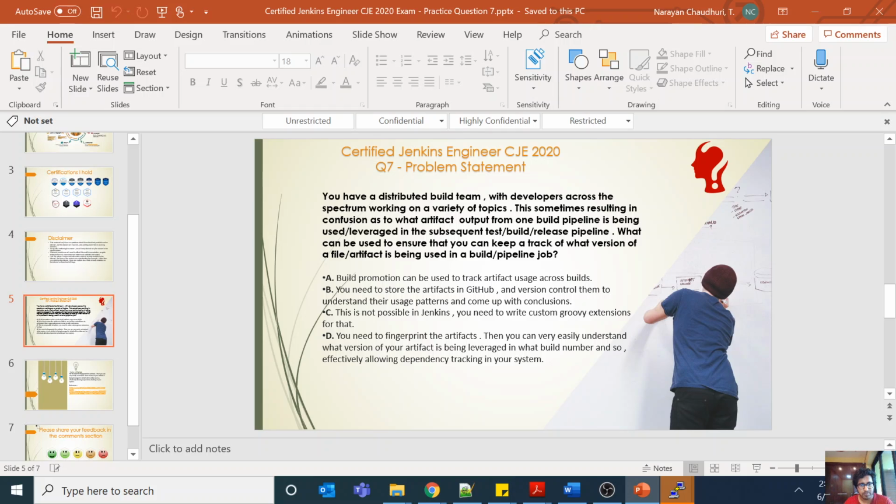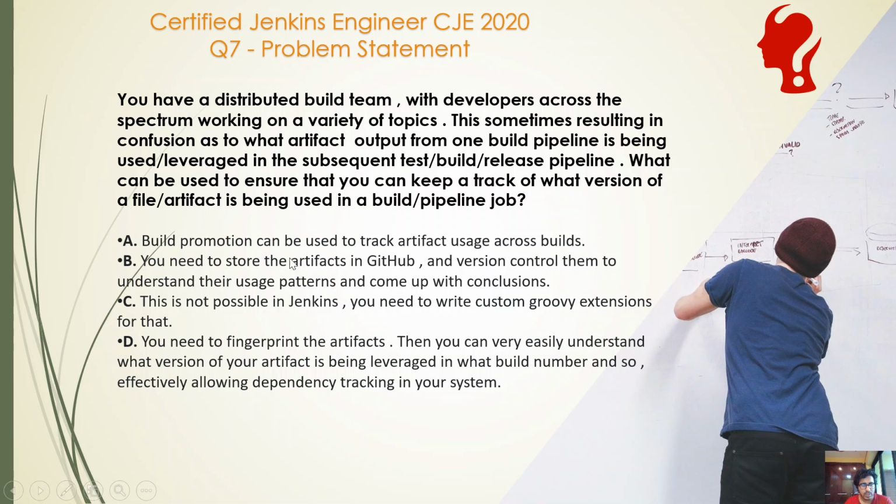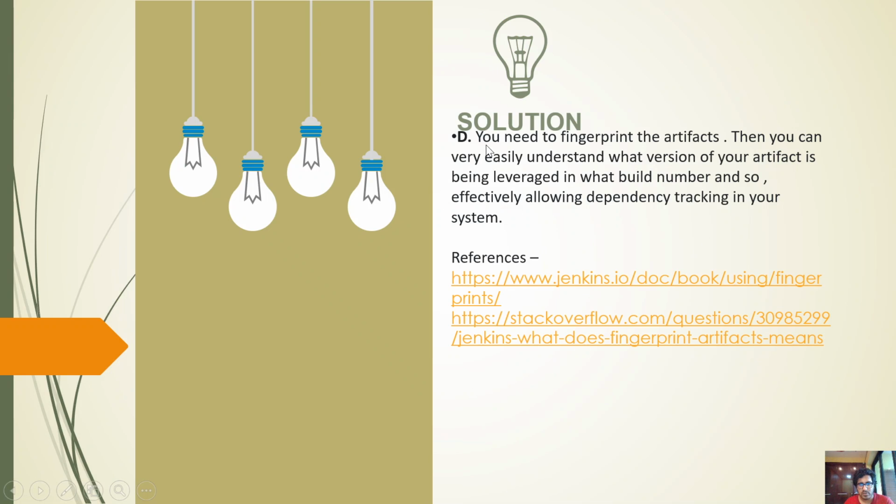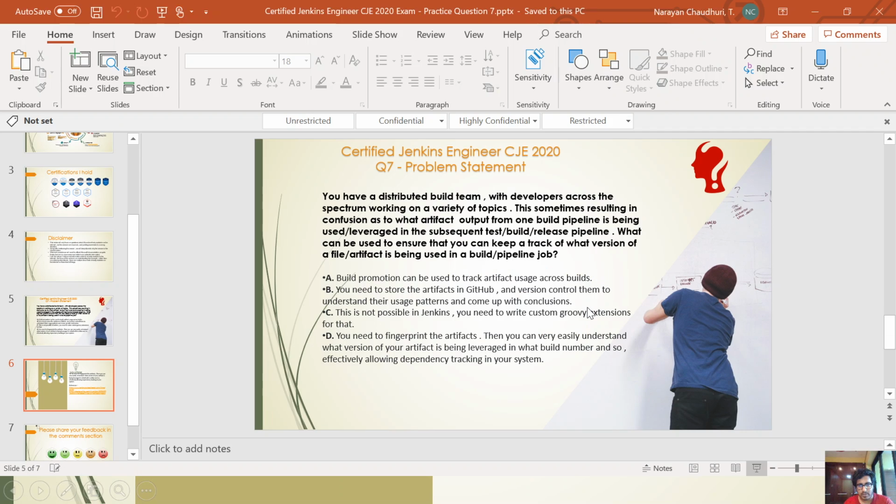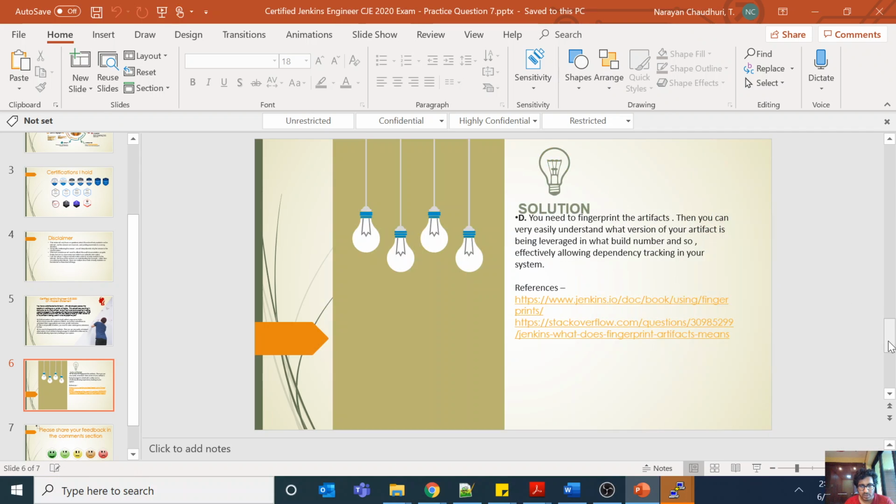So as you can see, build promotion has nothing to do with fingerprinting. So answer A is not correct. Storing the artifact in GitHub will not help; I will not be able to pinpoint what is being used where. Saying this is not possible in Jenkins is incorrect. You know it's possible with fingerprinting. So you need to fingerprint the artifacts, and you can very easily understand what version of your artifact is being leveraged in what build number and so on, effectively allowing dependency tracking in your system. So the answer is D.